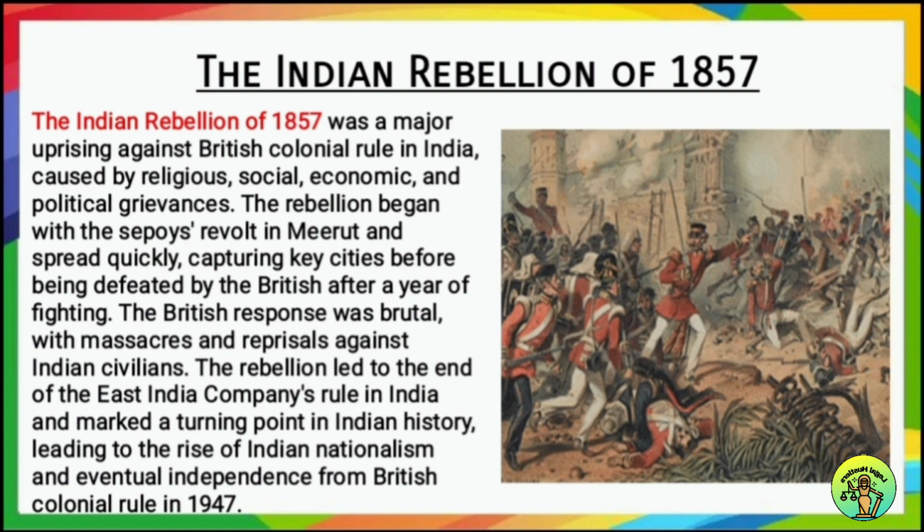The Indian Rebellion of 1857 was a major uprising against British colonial rule in India, caused by religious, social, economic, and political grievances. The rebellion began with the Sepoys' revolt in Meerut and spread quickly, capturing key cities before being defeated by the British after a year of fighting.